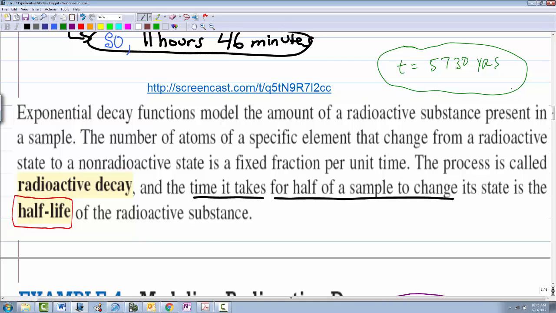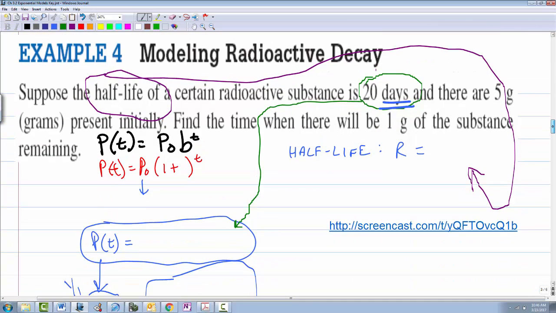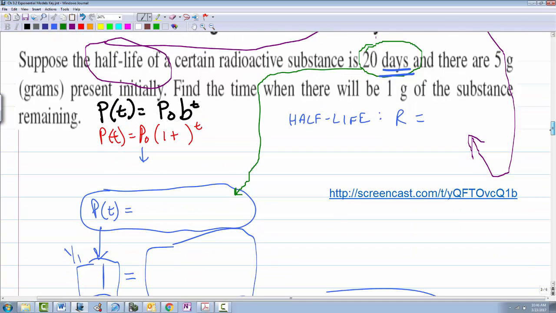So this is important in constructing a formula for this. All right? And those that were in science will be fine. Those that were not, you better pick this up fast. Well, the first one is not the half-life of carbon. This is just, suppose the half-life of a certain, we don't even know what it is, radioactive substance is 20 days.